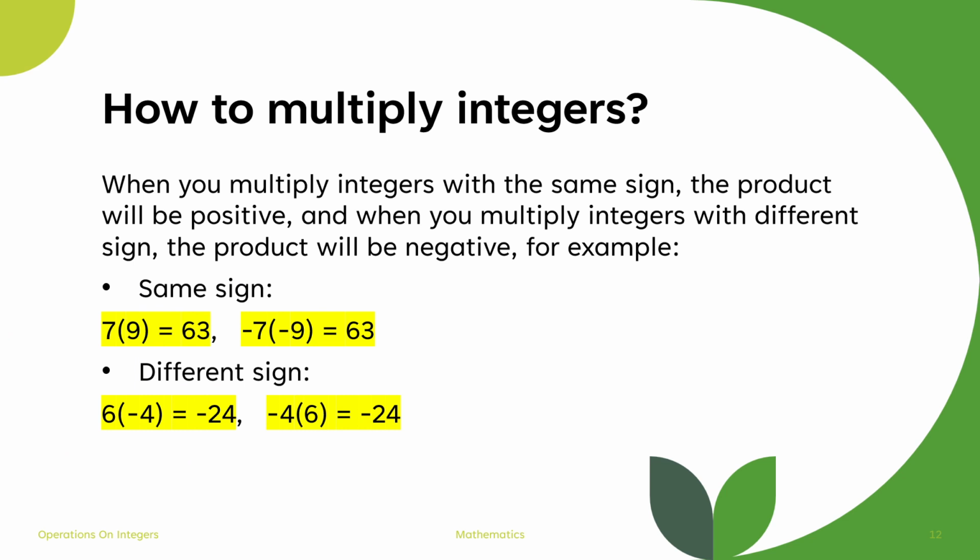And how to multiply integers? It's the easiest one. Easier than adding and subtracting integers. Yeah. So here I wrote the steps of how to multiply integers. When you multiply integers with the same sign, the product will be positive.